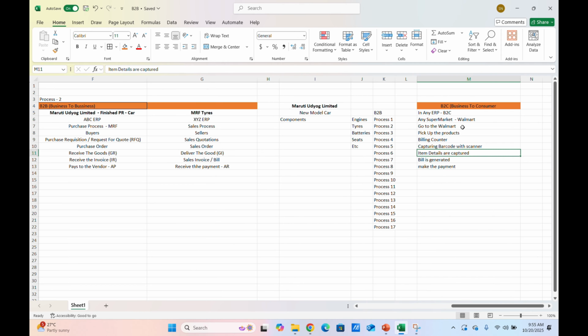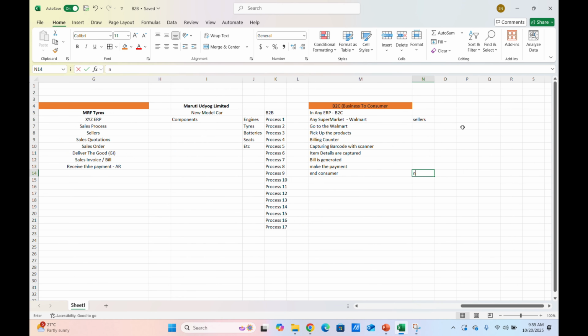So who are the seller and who are the buyers here? The supermarket is the seller, and the consumer will be the buyer here.